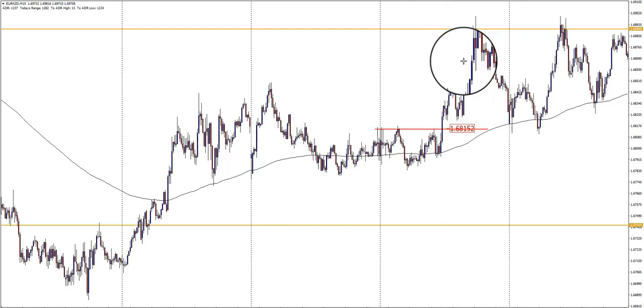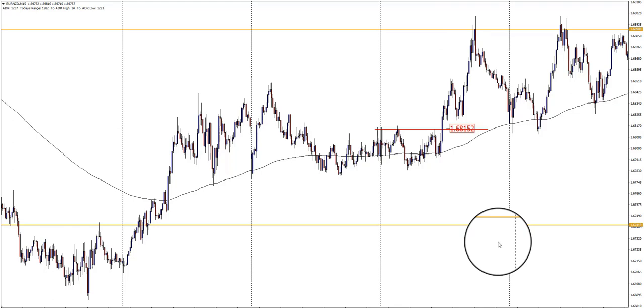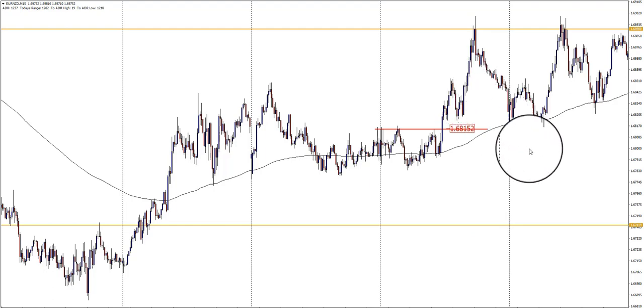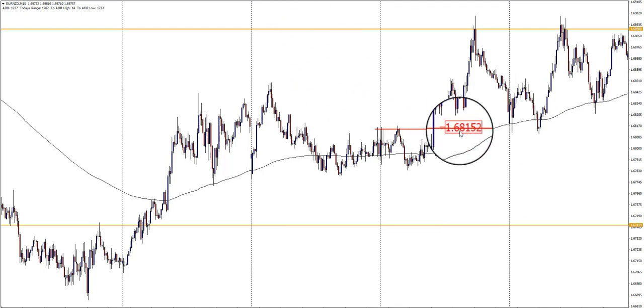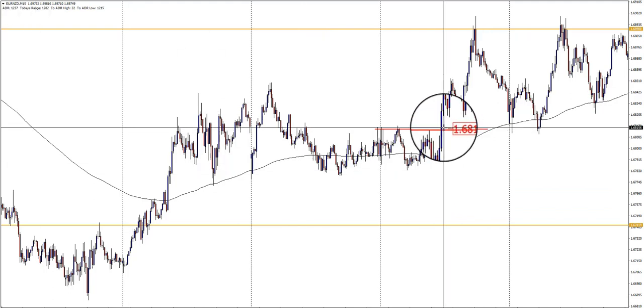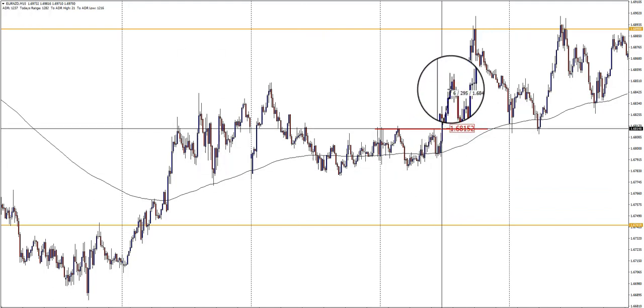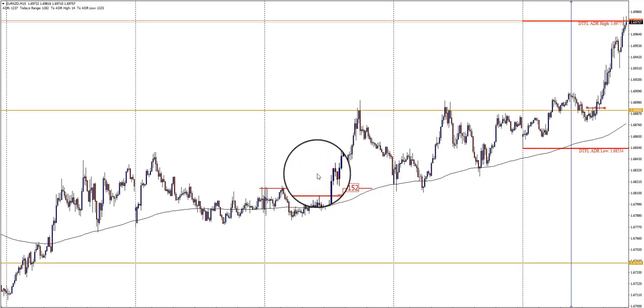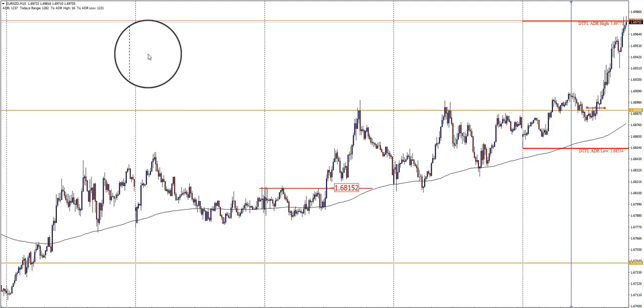So the standard rule will be move to scratch when you get to 60% of 50 pips, right? 60% of 50 pips is 30 pips. So assuming you took your trade here at 1.6815, you would be looking for 30 pips from that level, which would be at this point here, 1.6845, right? So basically, you're going to move to scratch after price makes it to 30 pips because your full take profit is 50 pips.